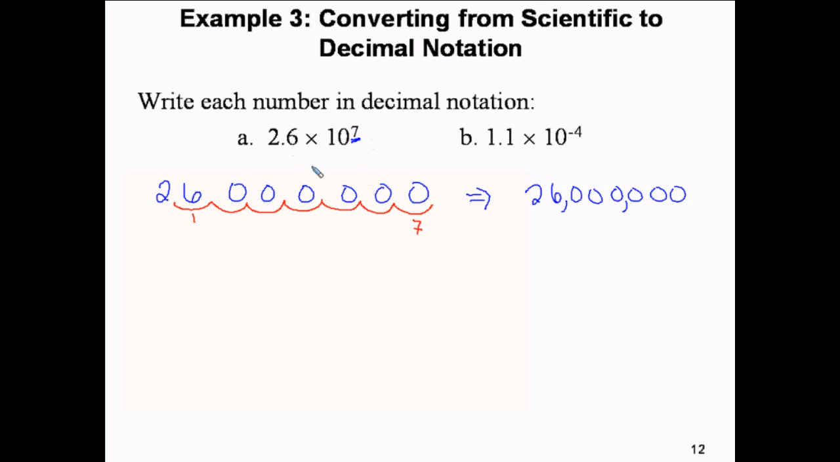Shorter. Okay. If I have a negative exponent, I start over on this side, and I've got 4 decimal places to move. So 1, 2, 3, 4. I put the decimal here, and I fill these with zeros. So this is 0.00011.